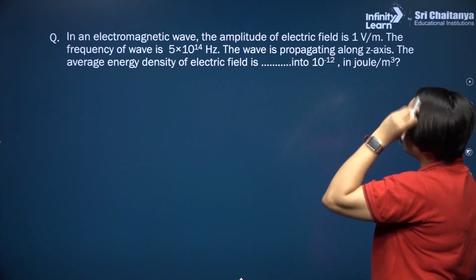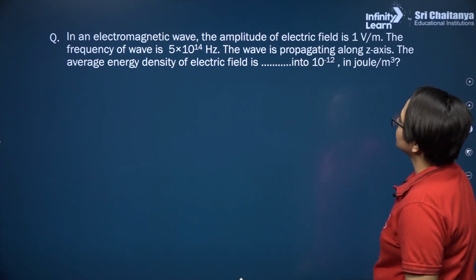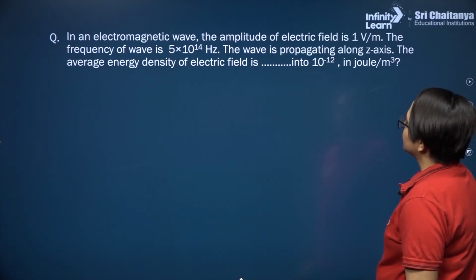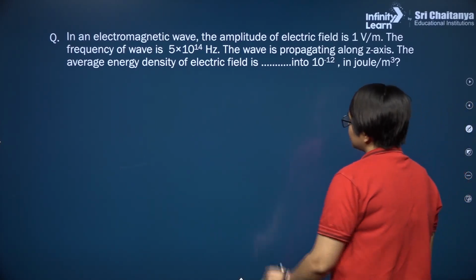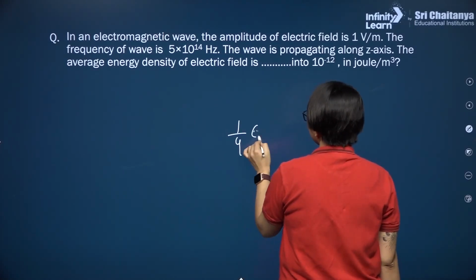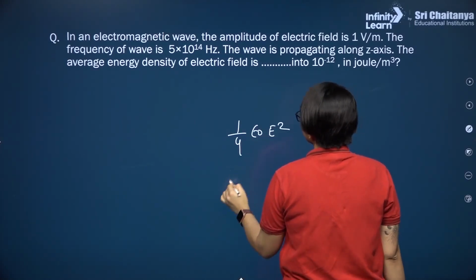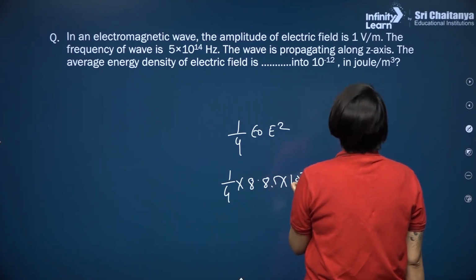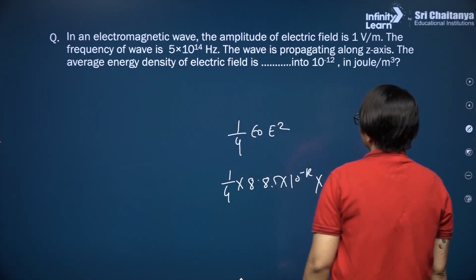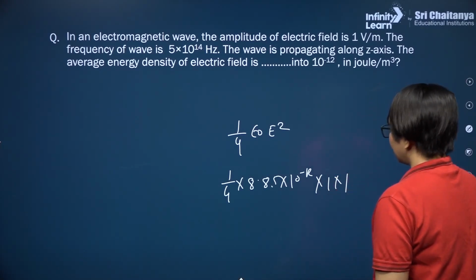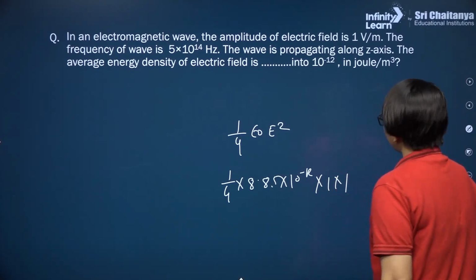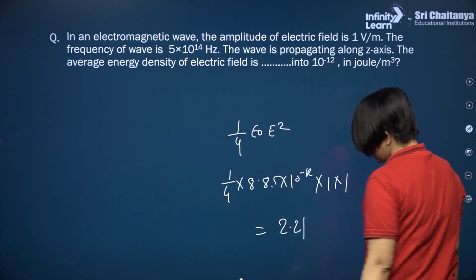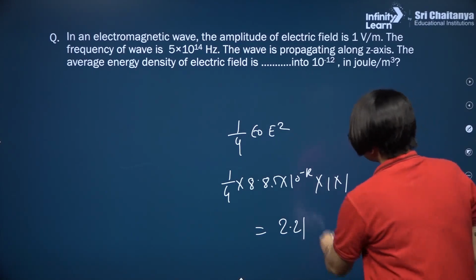Next is, in an electromagnetic wave, the amplitude of the electric field is this much, and the frequency is this much. The average energy density of the electric field is 1 by 4 epsilon naught into E square. So it is 1 by 4, 8.85 into 10 power minus 12, into E square, which is 1 into 1. This will give you the value, in terms of 10 power minus 12, as 2.21. So the correct answer is 2 numerically.